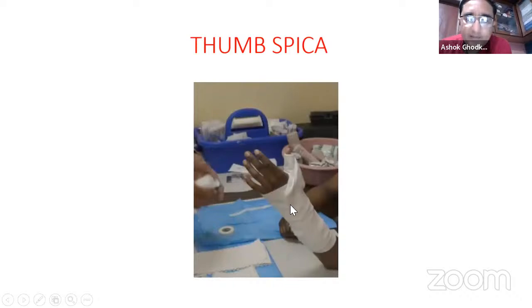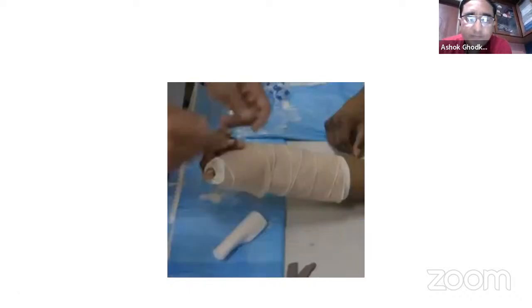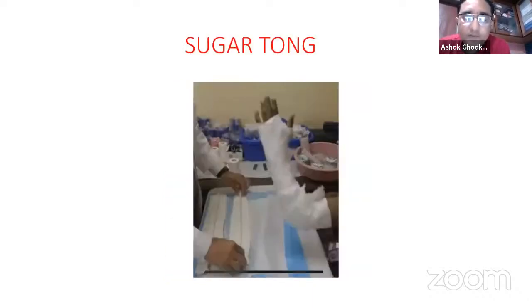Thumb spica, again. We just apply on this side, and again we can see that ridge which is made. That makes the plaster strong. And after putting a slab, I always give a crepe bandage. The advantage is the plaster looks good. It doesn't get soiled. The bandage which we use becomes thready and comes out easily, but if we use a crepe bandage over a slab, it maintains it in a good fashion. This is thumb spica.